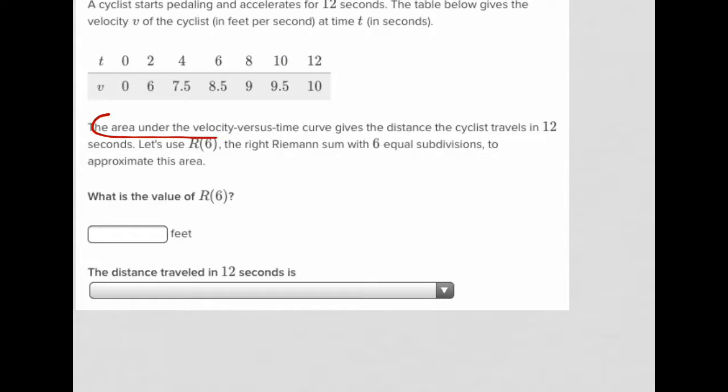The area under the velocity, remember, velocity is a rate, right? So the area under the velocity function just gives you the distance that the cyclist travels, right? Because if the velocity is feet per second, the area underneath is just the feet.